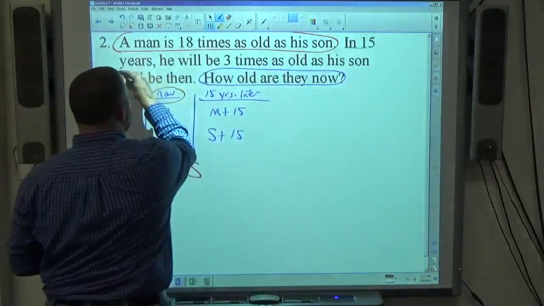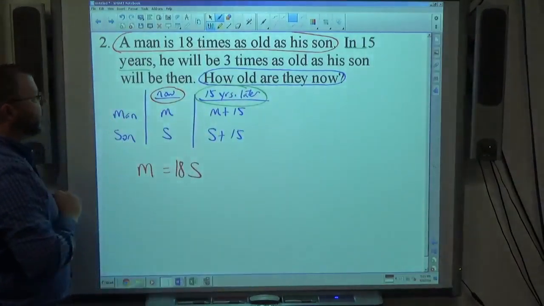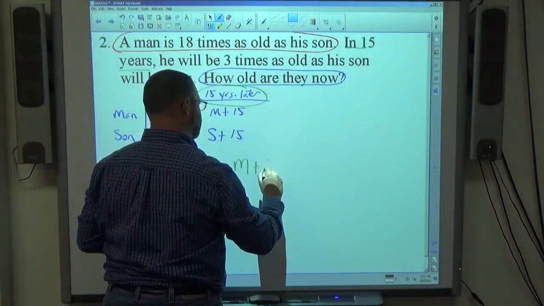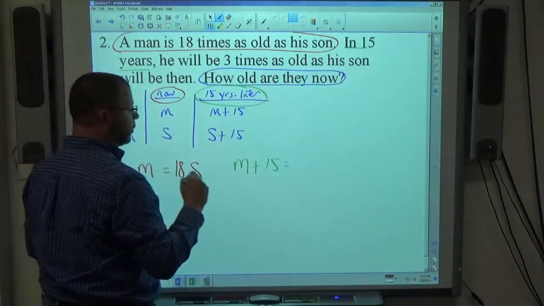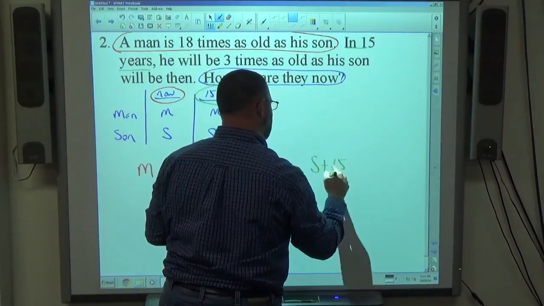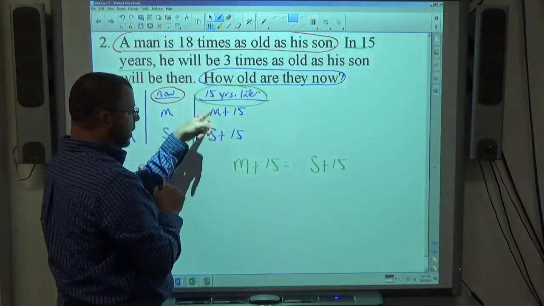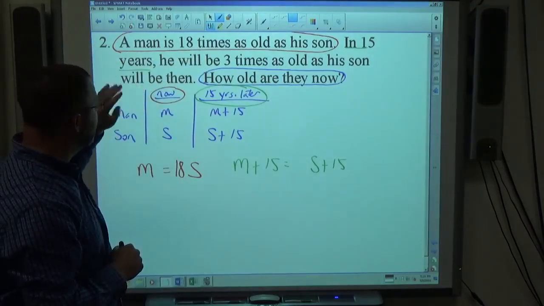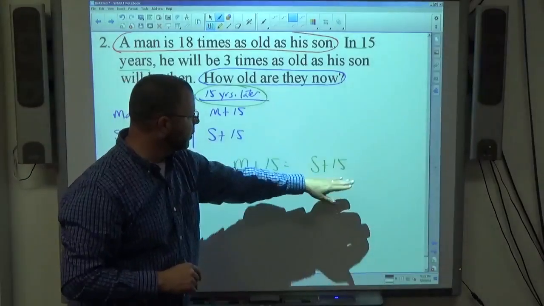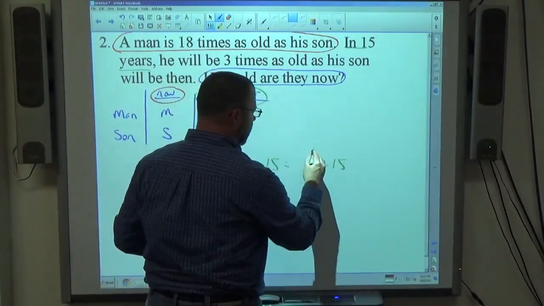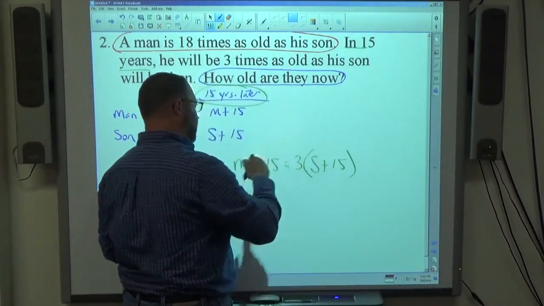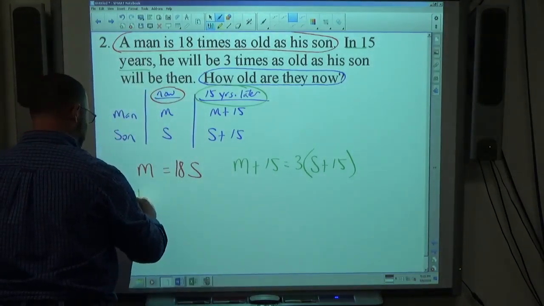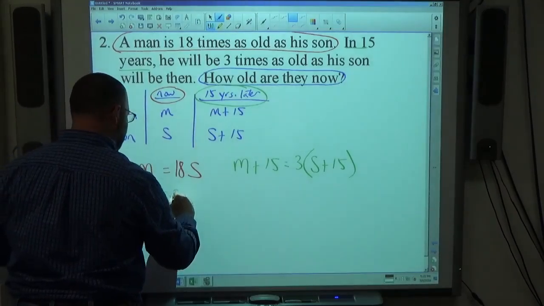In 15 years, so now we're doing the 15 years later, he, which is the man, will be 3 times as old as the son. Notice I use their ages for the 15 years later instead of the now, because this equation is in 15 years. He, the man, will be 3 times as old as the son. Again, man's older, son's younger. The younger, smaller number times the 3 makes the bigger number. If I distribute, I'm going to get m plus 15 is equal to 3s plus 45.